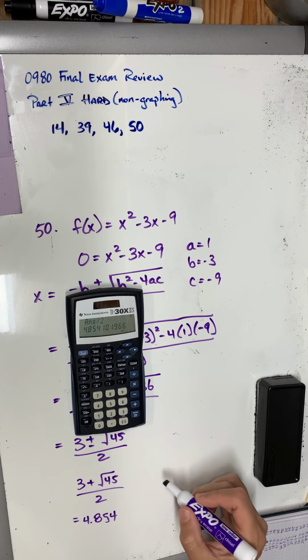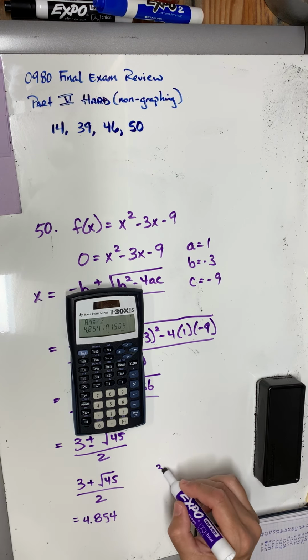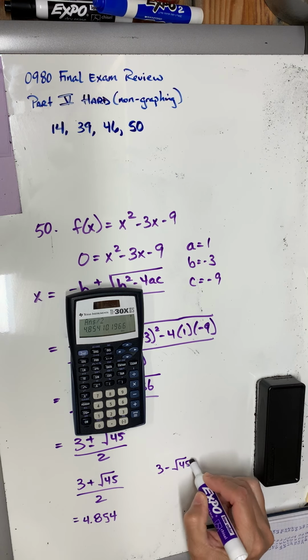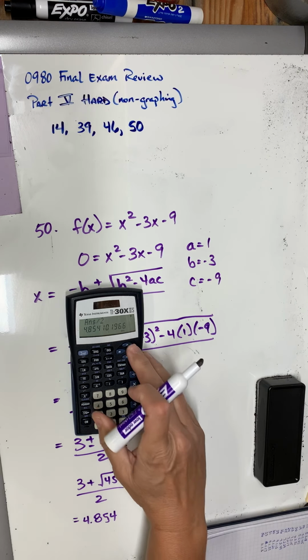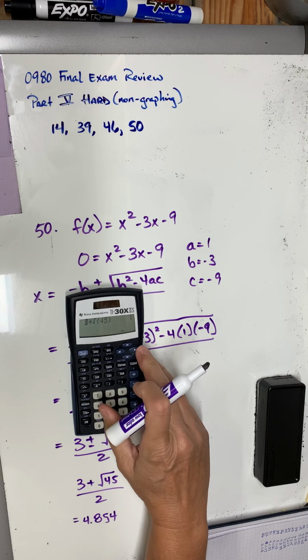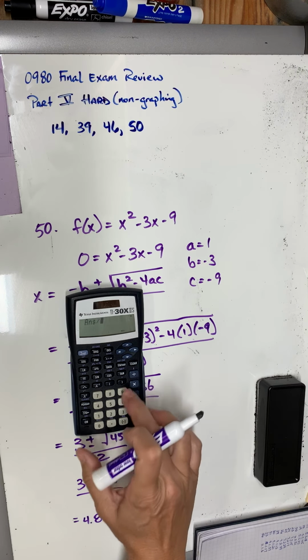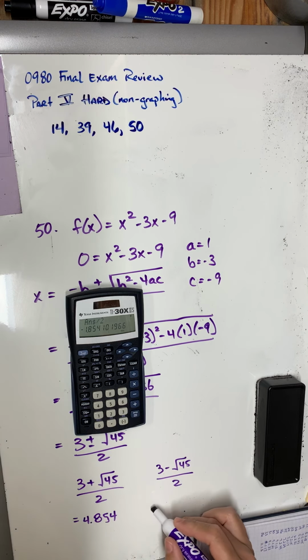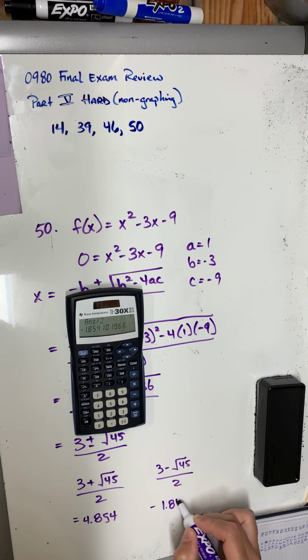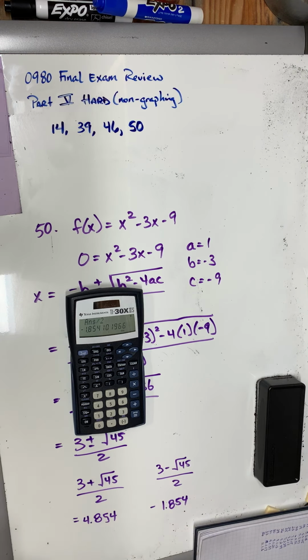And then my second one would be 3 minus the square root of 45 divided by 2. So I could just go back up with my arrow key and change this to a minus, equals, divided by 2. And I get negative 1.854. So typically, these last 3 digits will be the same. So that's kind of one way that you can see if you are even close to the right answer.